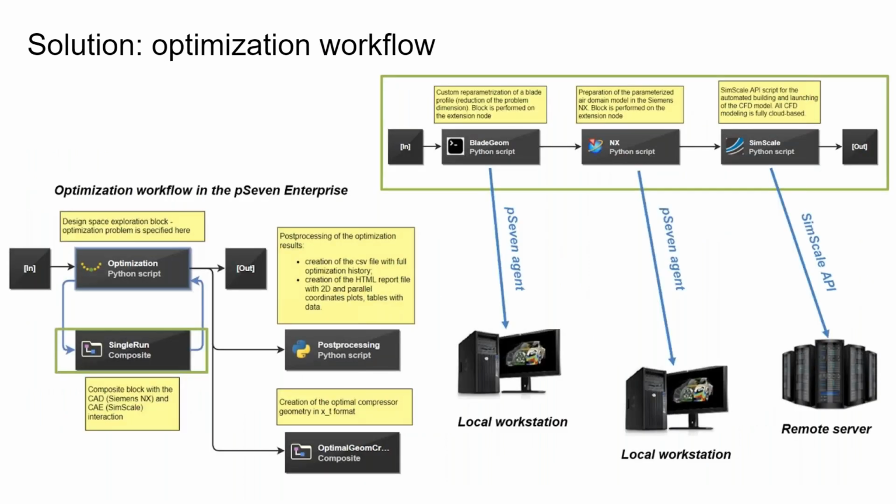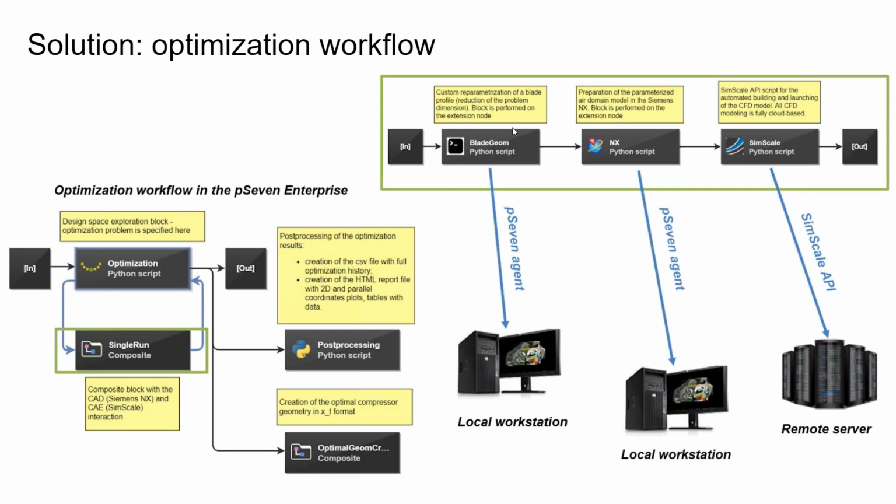So in this example, we integrated a special custom reparameterization tool, which was executed on a Windows machine. It's Blade Gen, so it's shown here. It was used to reduce the dimensionality of our optimization process, just to not use a pointwise parameterization, but to reduce it to 4 geometric parameters. And it's just an example. You can embed almost everything. So thanks for the question.